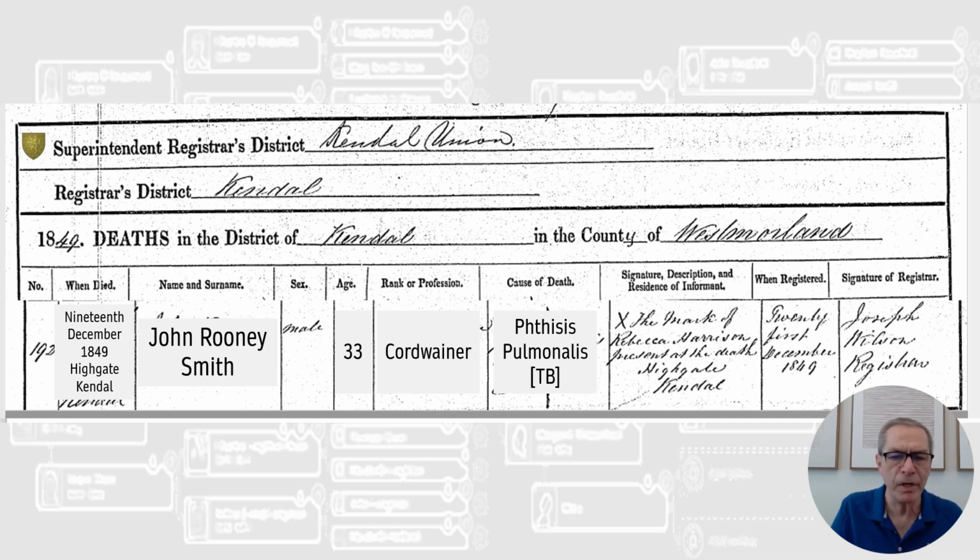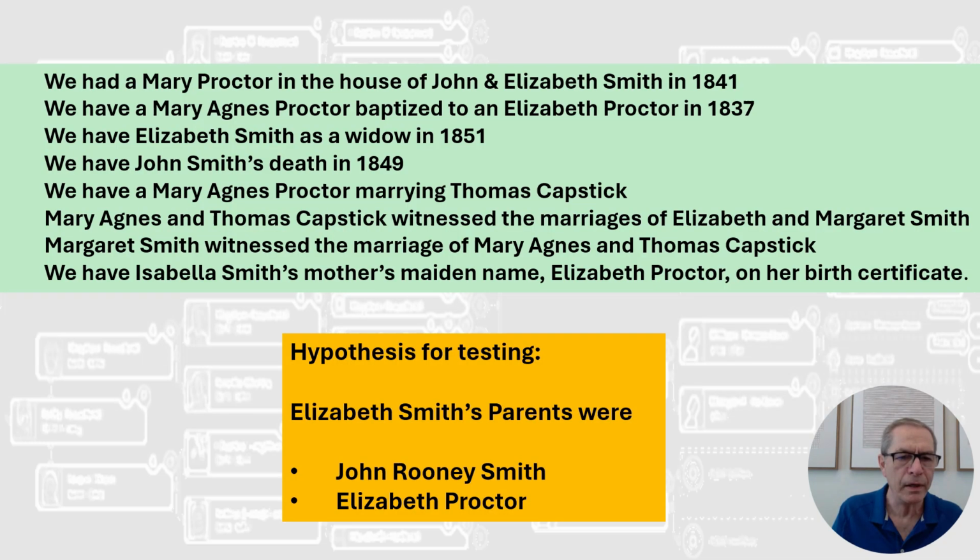So now I can start bringing together some facts that I can form a hypothesis from. We had Mary Proctor in the house of John and Elizabeth Smith in 1841. We have Mary Agnes Proctor baptized to Elizabeth Proctor, an unmarried mother, in 1837. We have Elizabeth Smith as a widow in 1851. We have John Smith's death in 1849. We have Mary Agnes marrying Thomas Capstick, and Mary Agnes and Thomas Capstick witnessed the marriages of Elizabeth and Margaret.